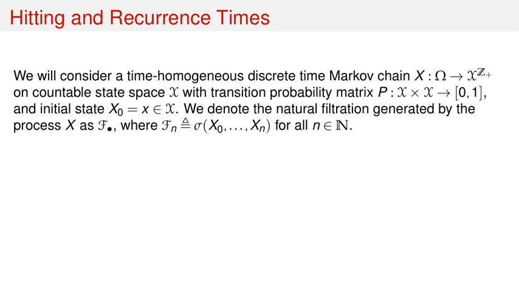We denote the natural filtration generated by the process X as ℱ•, where ℱₙ is defined as σ(X₀ through Xₙ) for all n in ℕ.